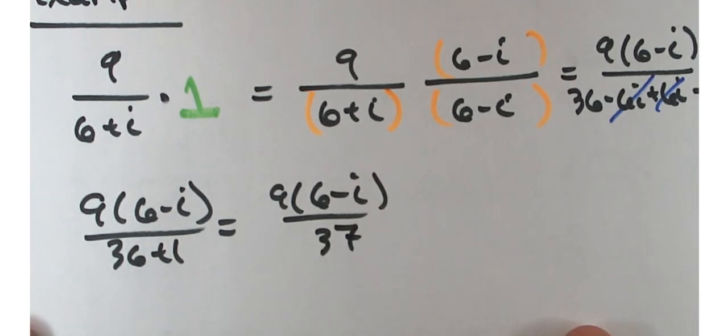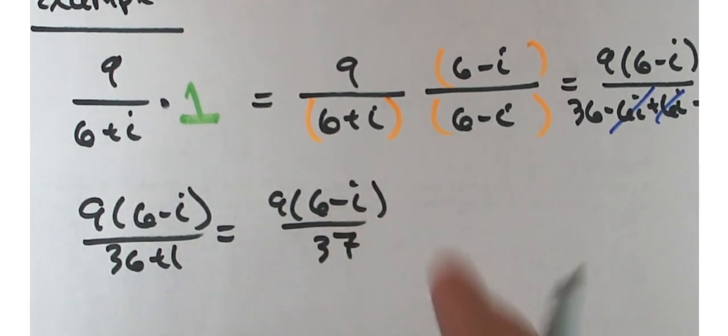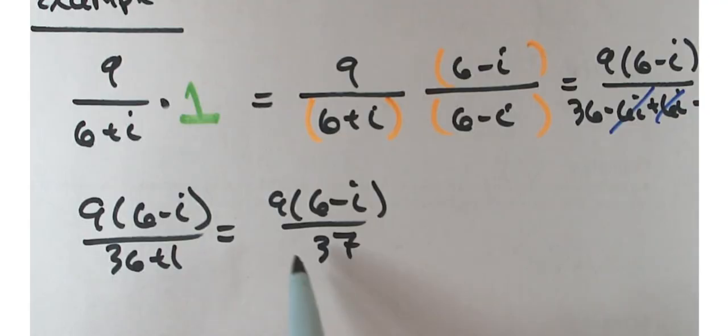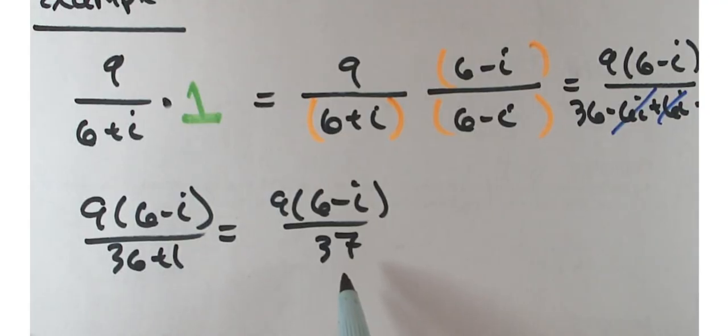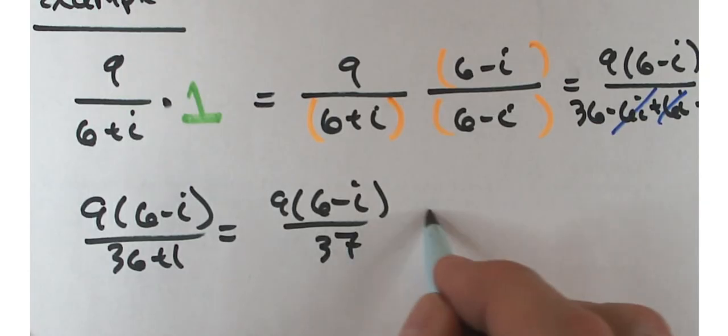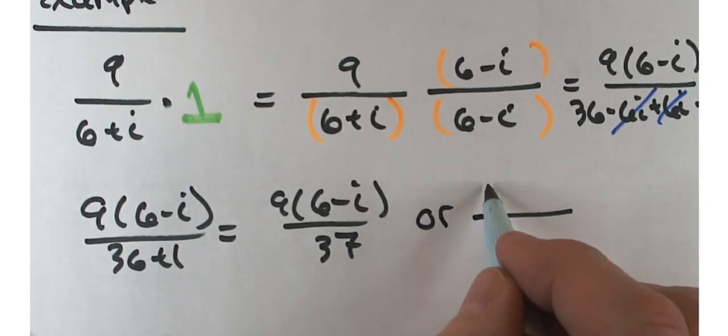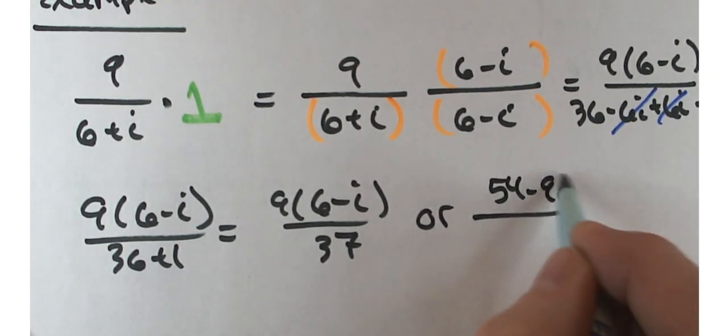Now, the reason I didn't distribute the 9 is because sometimes you get a little extra cancellation here. But 9 doesn't go into 37 easily, does it? So you could either leave it like this, or you could distribute it out: 54 minus 9i over 37.